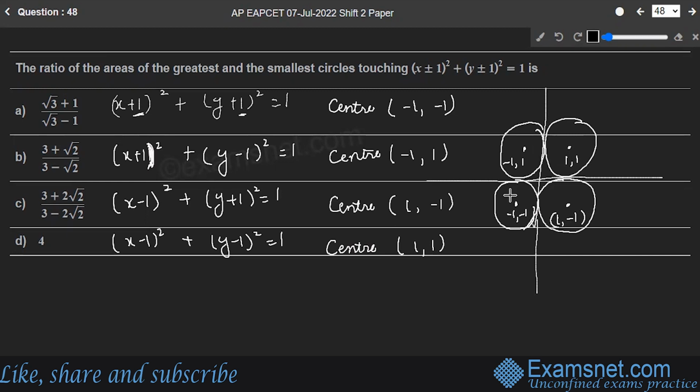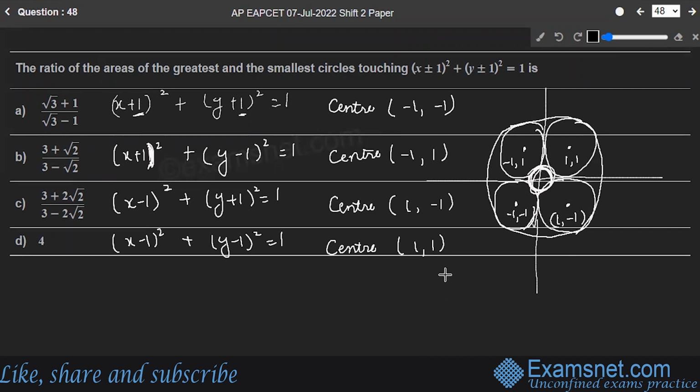So now, the question is the ratio of the area of the greatest and the smallest circle touching the circles. So what are the greatest and smallest circles? This is the smallest circle, which is touching all these circles. And this is the largest circle, which is touching all these circles. Let's make it. Okay, so we have made it.